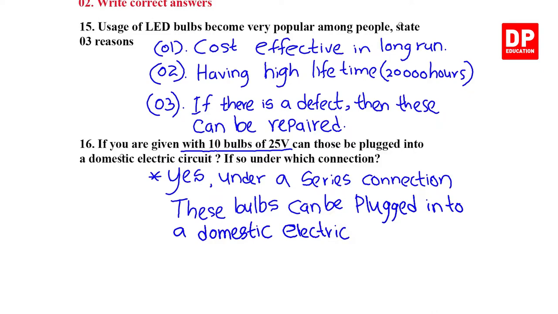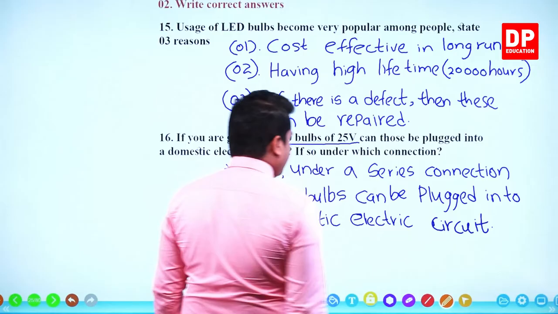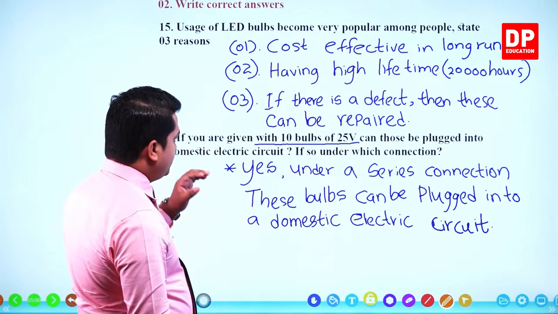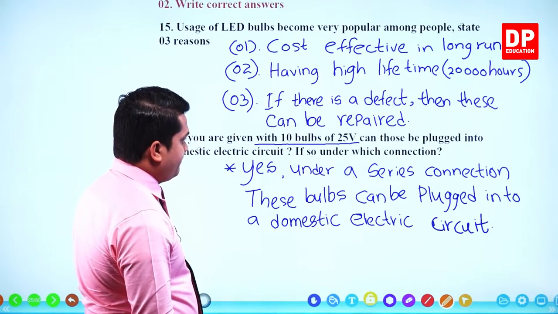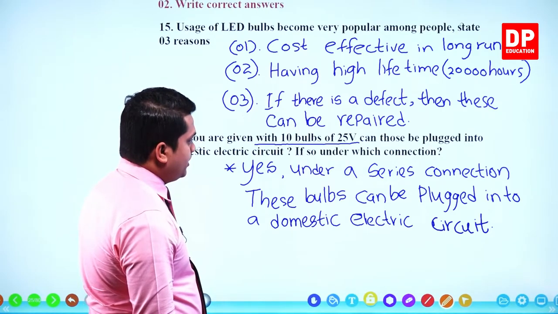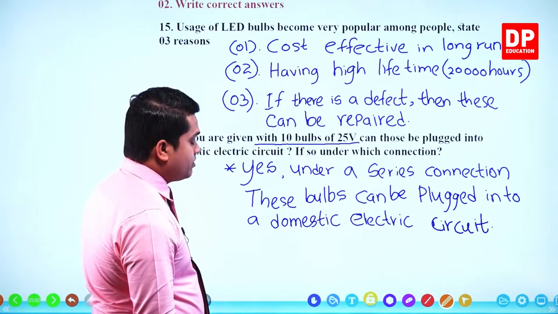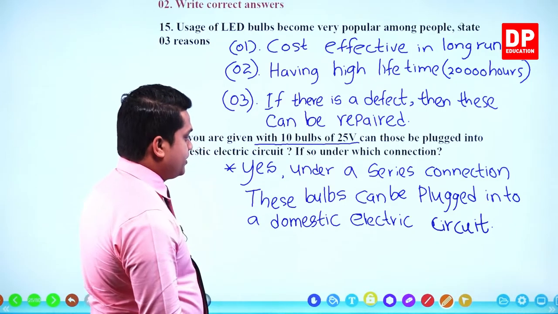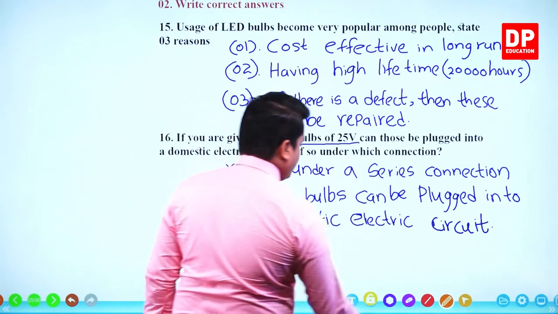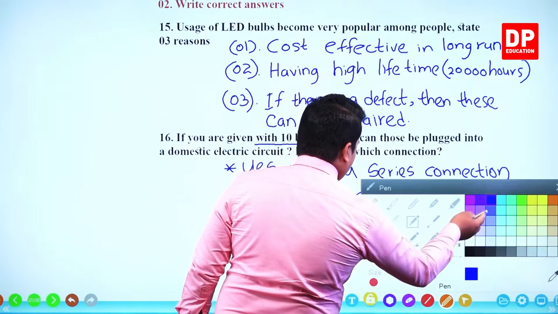Be plugged into a domestic electric circuit. Right. So, my dear children, yes, you can plug these 10 bulbs of 25 volts each into a domestic electric circuit only under a series connection. So, if you want, I can draw the relevant figure like this.